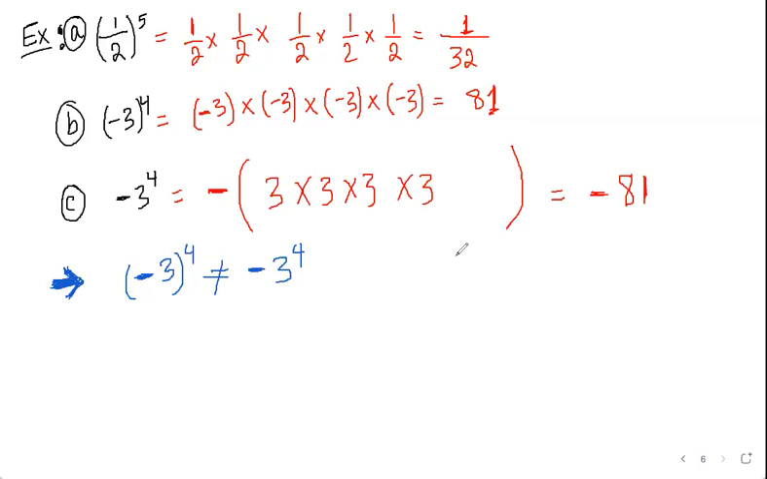Okay, any question for this? So let's go to the 0 and negative exponent.